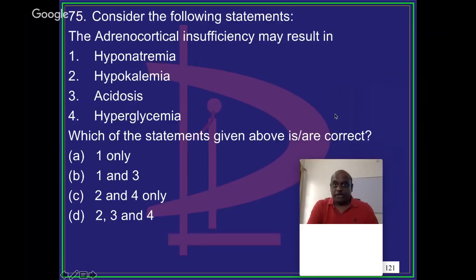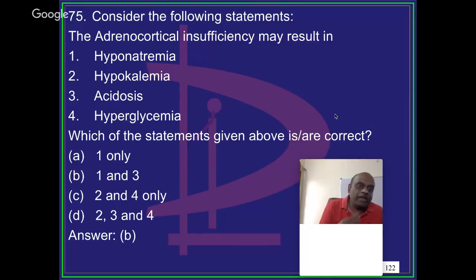Absolutely. No, doctor. In adrenocortical insufficiency, what do you have? You have acidosis, hypoglycemia, not hyper, hyponatremia, and hyperkalemia, not hypo. That is the combination. When you have steroid deficiency, it is as good as having mineralocorticoid deficiency. Steroids also have mineralocorticoid activity. Normally, what do mineralocorticoids do? Sodium retention, potassium loss. If that is absent, what happens? Sodium loss and potassium retention. So there will be hyperkalemia, hyponatremia, acidosis, hypoglycemia. That is the combination that you see in adrenocortical insufficiency.